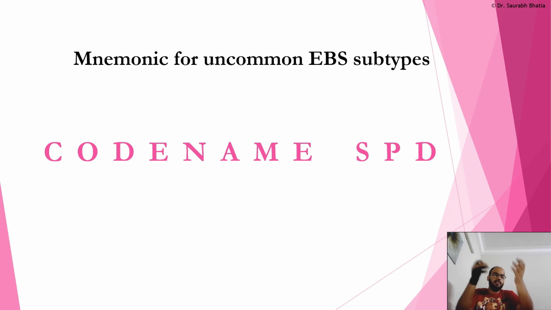So finally, I think this is one of the most important aspects of the video. Mnemonic for uncommon EBS subtypes. Uncommon means group 4. Okay, group 4. So first group is generalized severe, then generalized intermediate, then localized, and then you have the fourth group which has all the other subtypes. And if you want to remember the names of subtypes, the mnemonic is code name SPD.